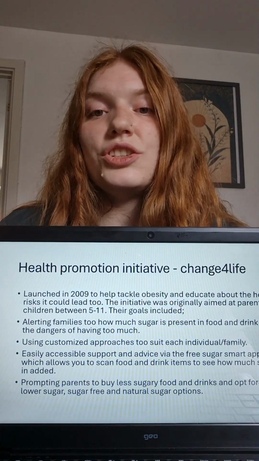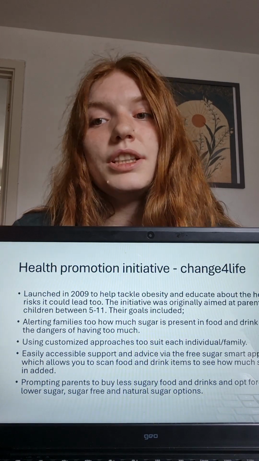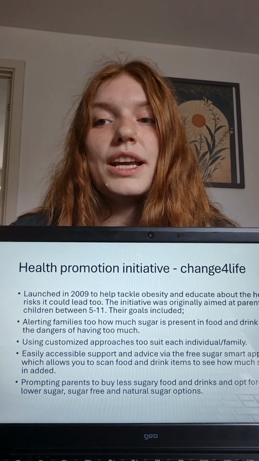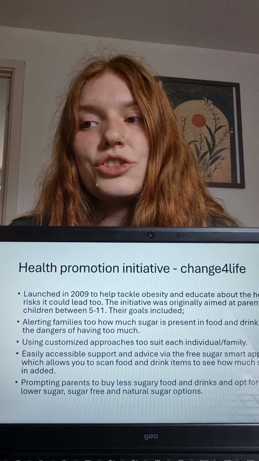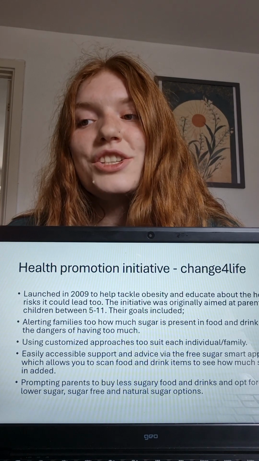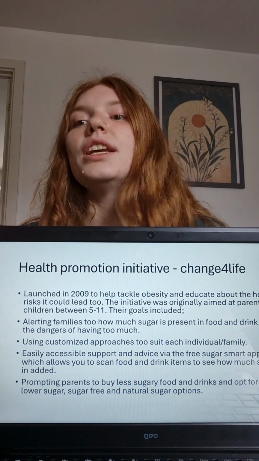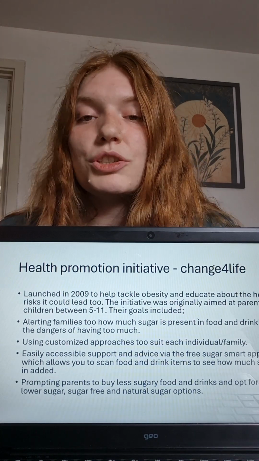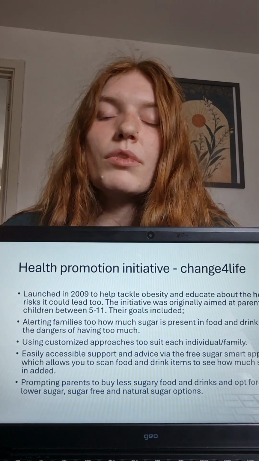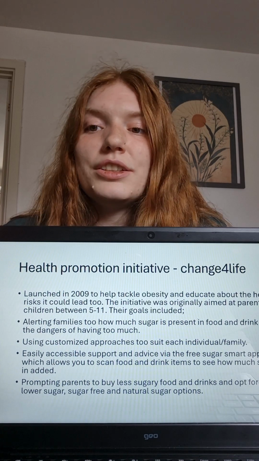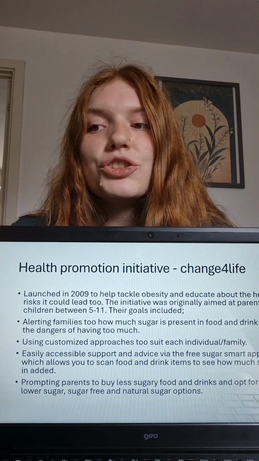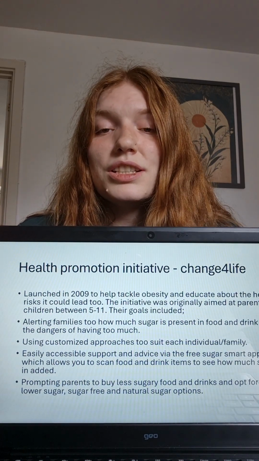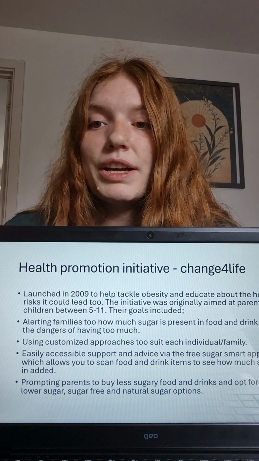Health Promotion Initiative: Change4Life. This was launched in 2009 to help tackle obesity and educate about the health risks it can lead to. The initiative was originally aimed at parents with children between 5 and 11. Their goals included alerting families to how much sugar is present in food and drinks and what the dangers are of having too much.